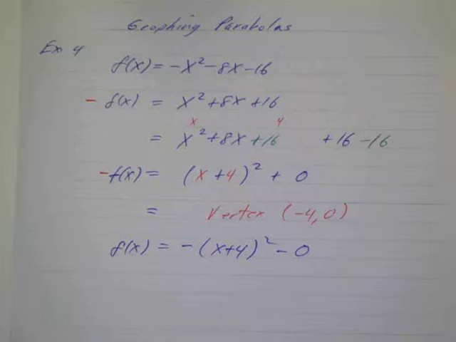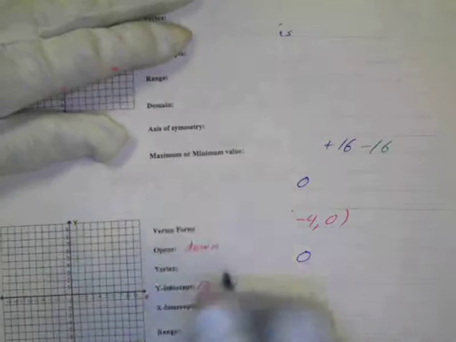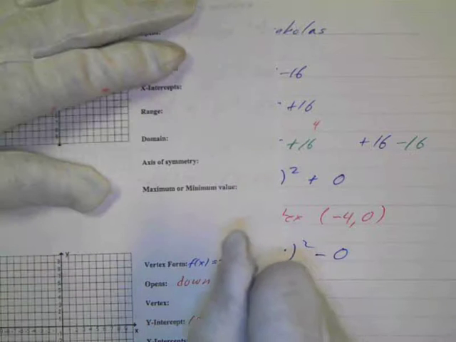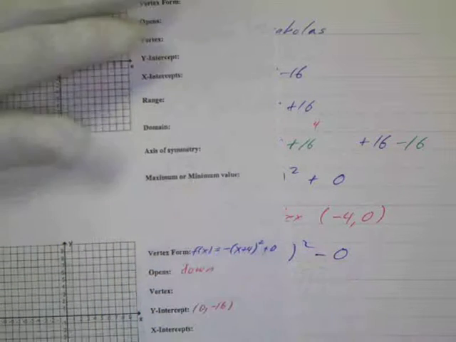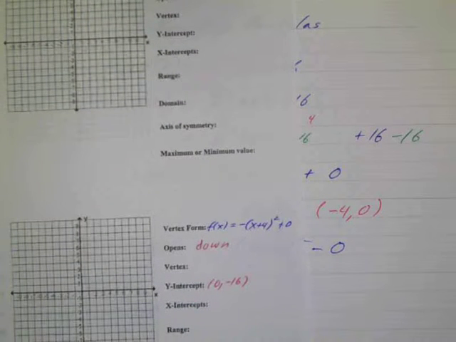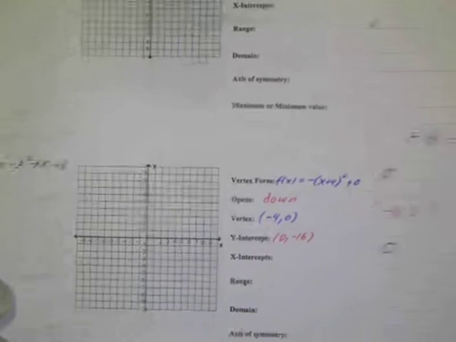All right. So now we can fill in some of these other blanks here. Our vertex form is going to be f of x equals negative x plus 4 squared plus 0, and then we can see that the vertex is going to be the point negative 4, 0, and it's open down.